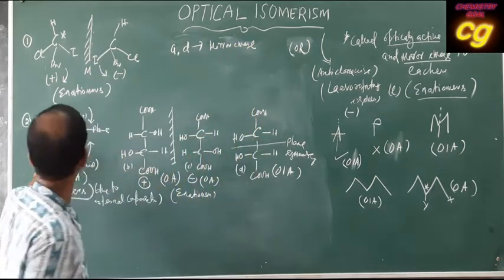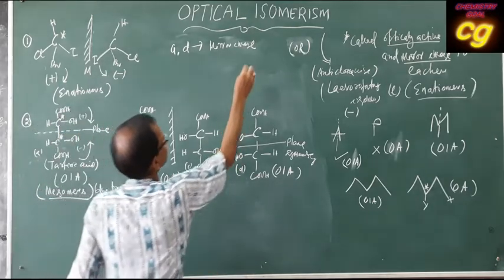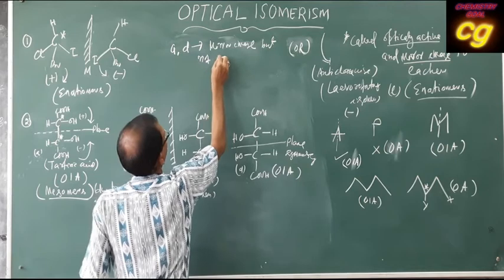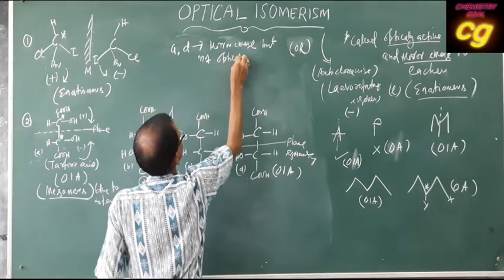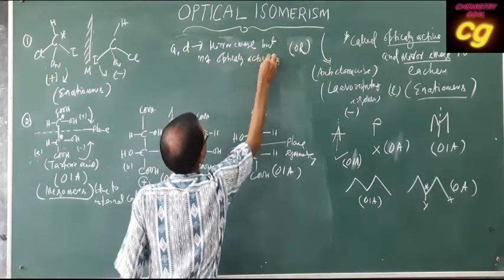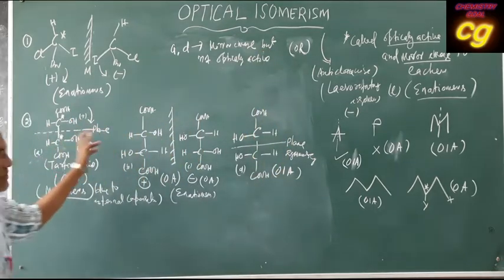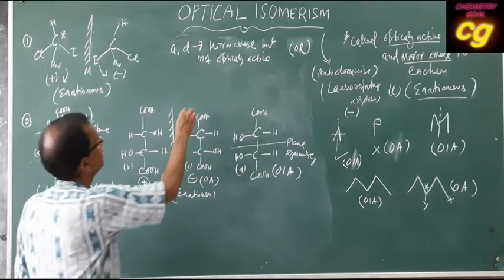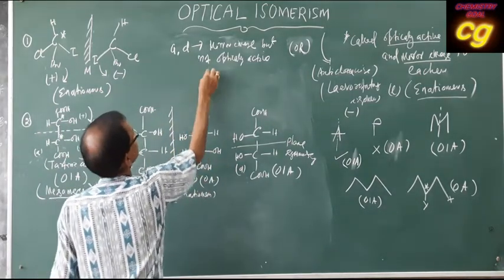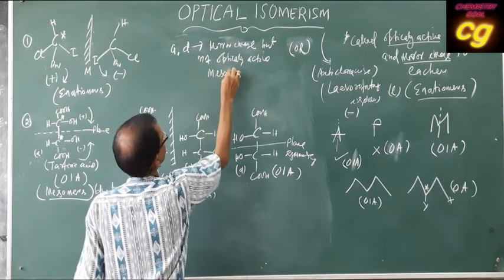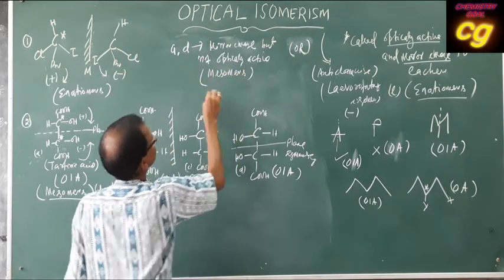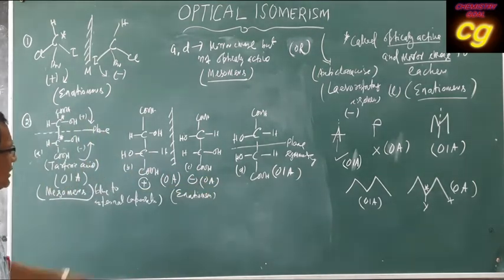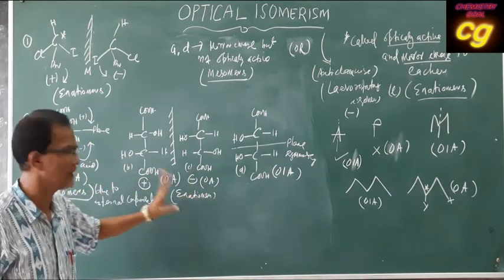Both are mirror images, but not optically active. This is called what? Meso. So A and D are meso compounds, B and C are enantiomers.